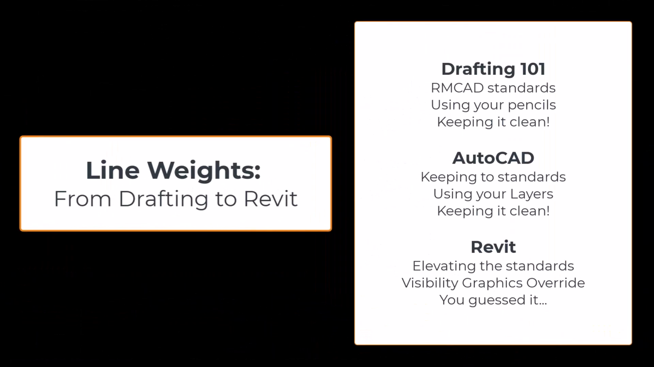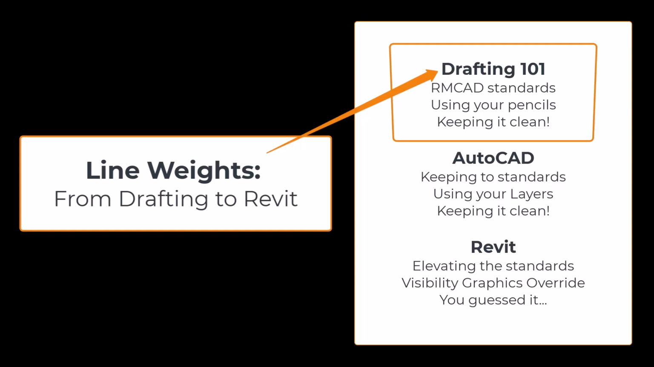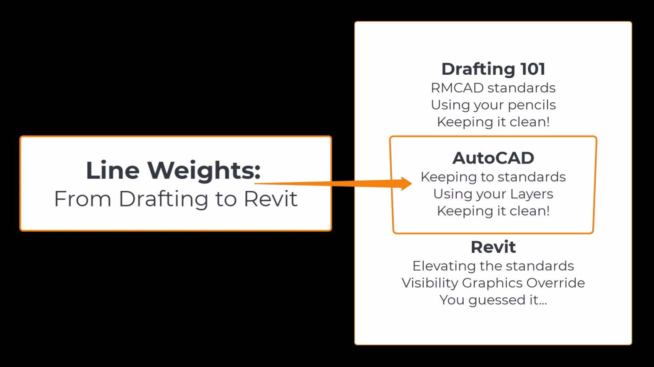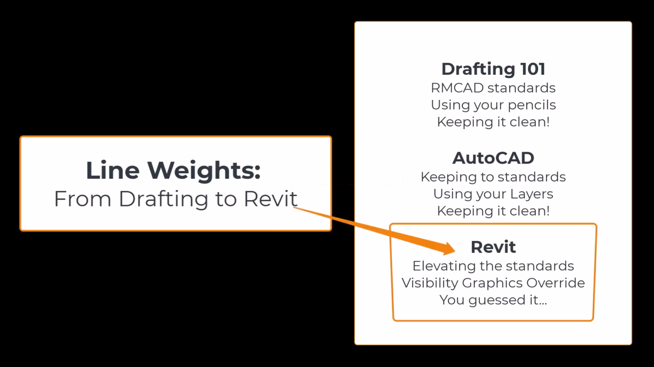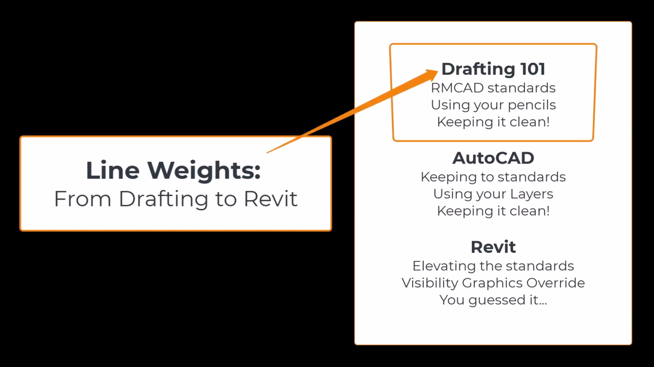In this video, we will be going over line weights and drafting hierarchy. So we will be starting in hand drafting, and then we will go into AutoCAD and discuss layers a little bit, and then finish off with taking all of that information and those standards and using it in Revit. So let's get started with the video.